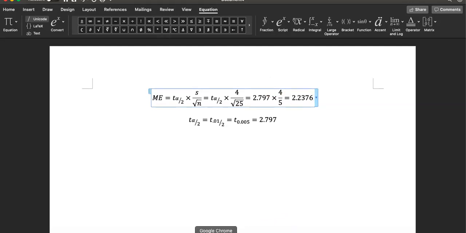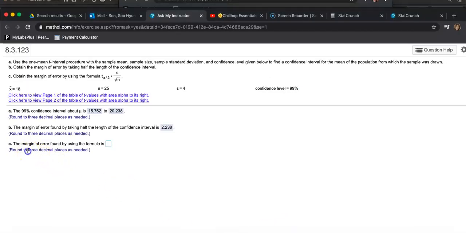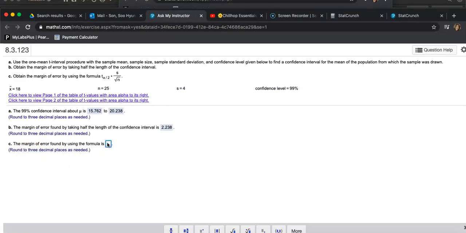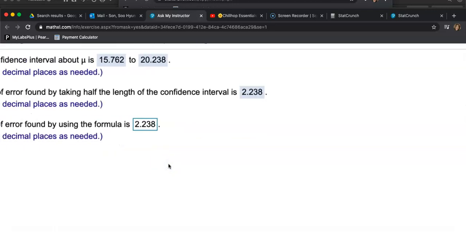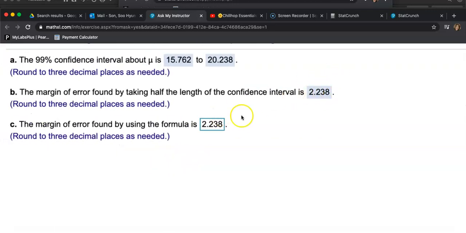And I can't remember the rounding rule. Did they say round to the nearest 3 decimal places? Let's see. It says 3 decimal places as needed. So I'll just round that to 2.238. Now, notice it's the exact same thing as what we got from taking half of the confidence interval and dividing it.